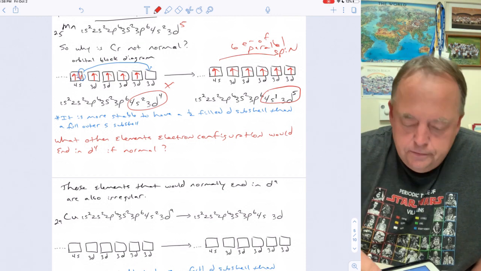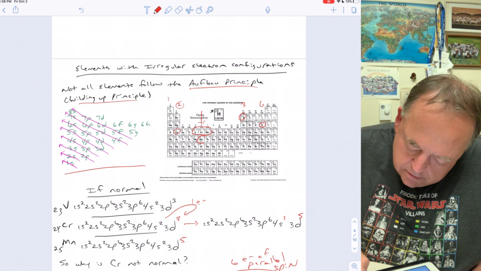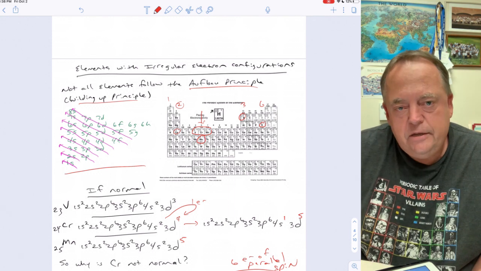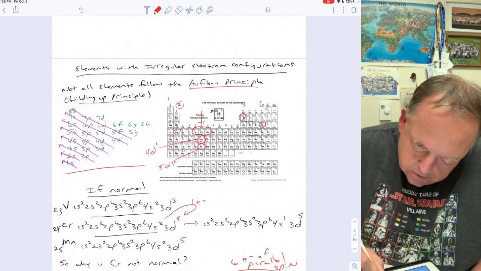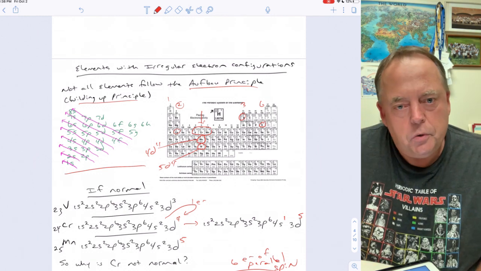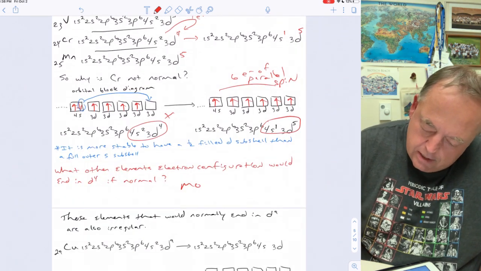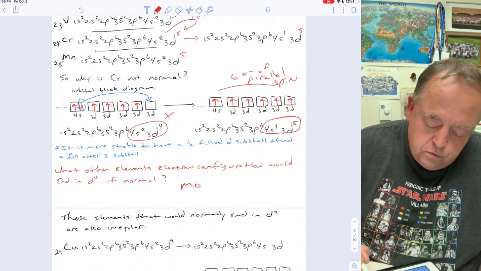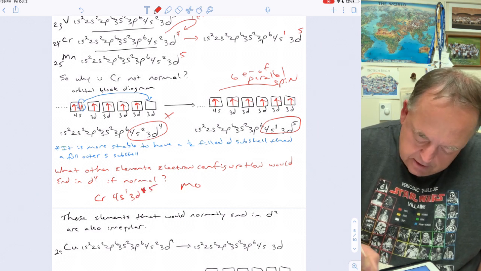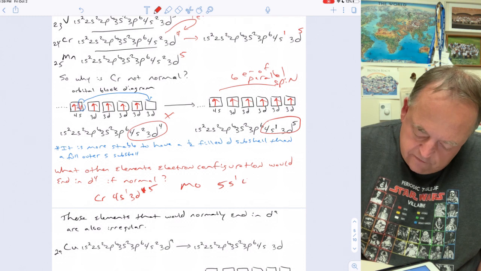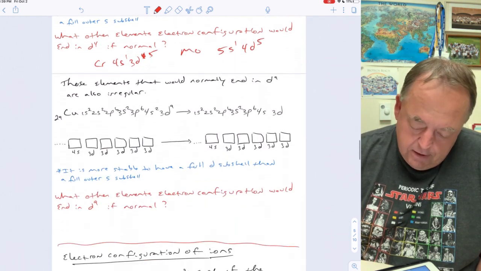So what else might be d4? Well, if you look at the periodic table, here's chromium. So if it's 3d4, then molybdenum underneath that would normally be 4d4, and tungsten underneath that would normally be 5d4. And molybdenum is also not normal. So if chromium is 4s1 3d5, then molybdenum would be 5s1 4d5 instead, right? Tungsten is actually normal.